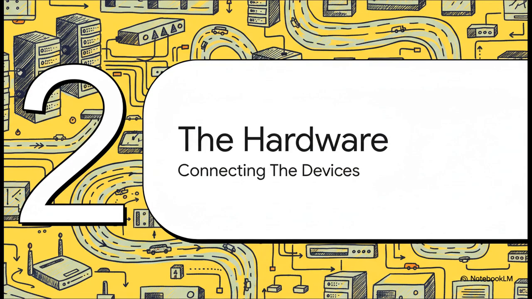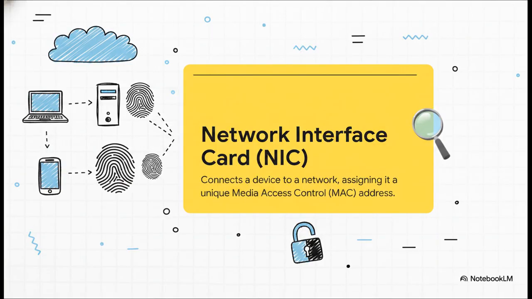Okay, so we've got our blueprints. Now let's talk about the actual hardware, the nuts and bolts that bring these networks to life and actually control the flow of all that traffic. Every single device that wants to connect to a network needs a network interface card, or NIC. The best way to think about the NIC and its unique hard-coded MAC address is like a permanent, unchangeable fingerprint for your computer on a local network.